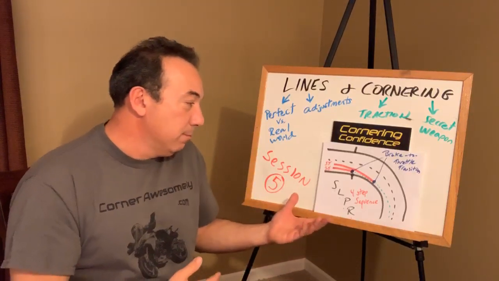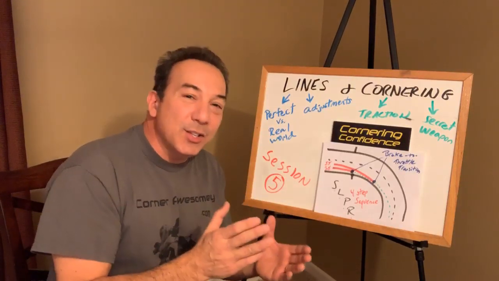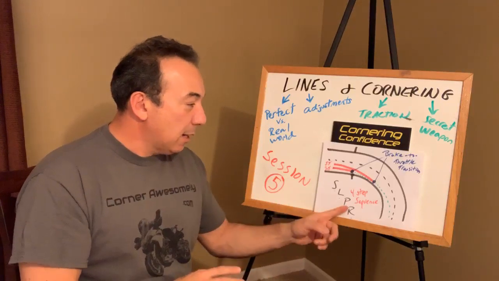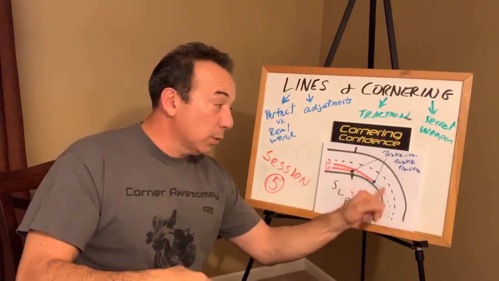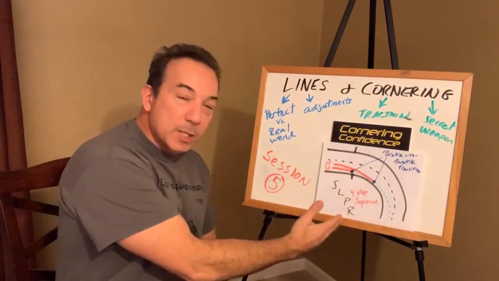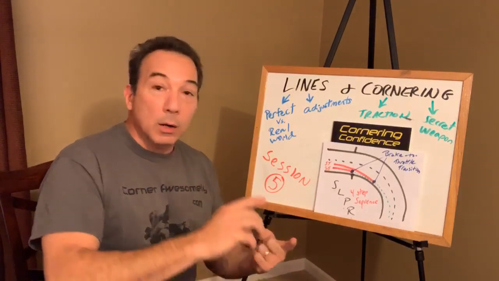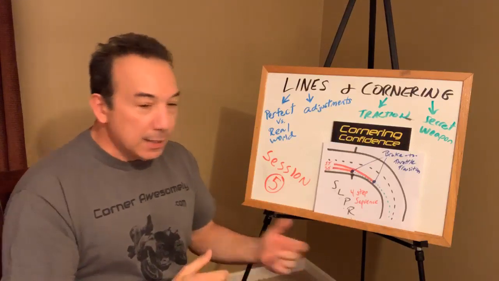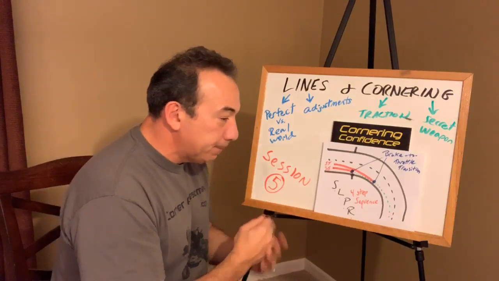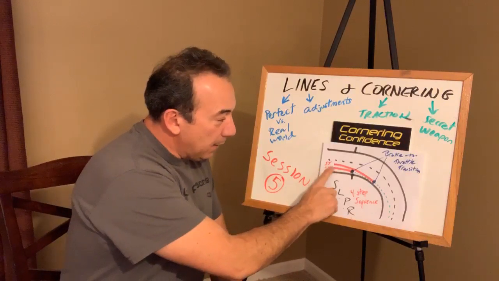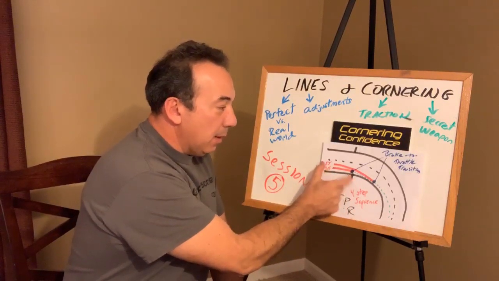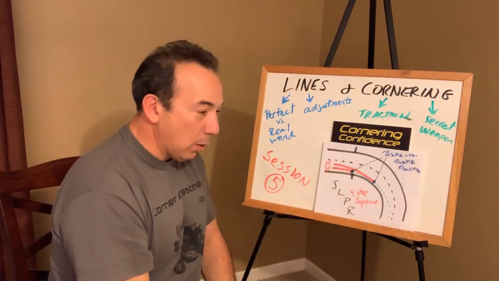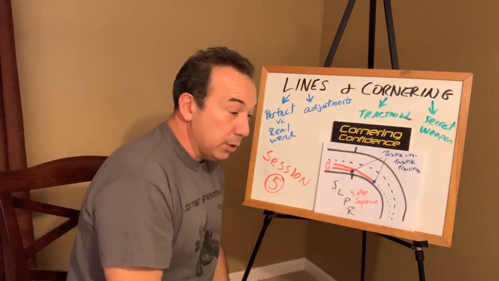Now, there could be variations of that. We might start to roll on and then have to slow because we're going wide. But this is the general principle, whether you are basic riding or sport riding. And let's take a quick look here at the 25 mile an hour versus the 55 mile an hour rider entering this turn.